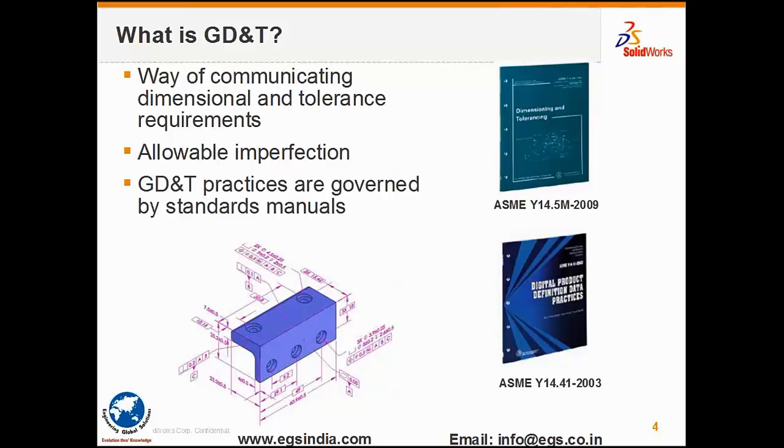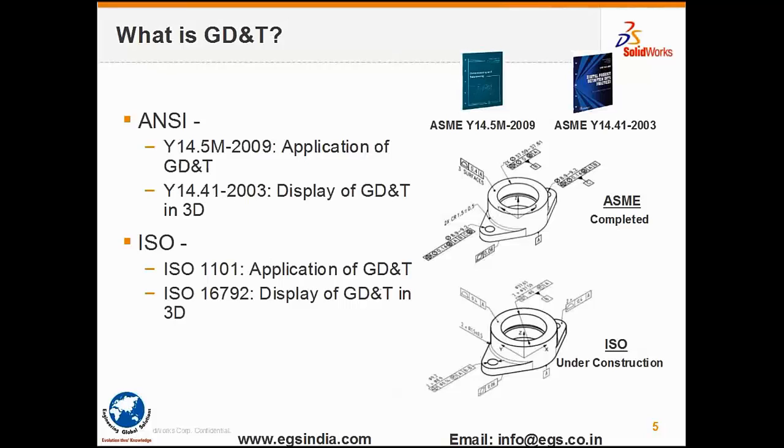Now the same thing can be applicable in terms of digital product definition data practices with the ASME Y14.41 2003, which talks about three-dimensional models having the GD&T schemas built onto it, as shown in the left side image from SolidWorks. The standards governing the GD&T are ANSI and ASME. ANSI is the same as the ASME, which is the Y14.5M 2009, which is the application of GD&T, and the Y14.41 2003, which is the display of the GD&T annotations in three dimensions.